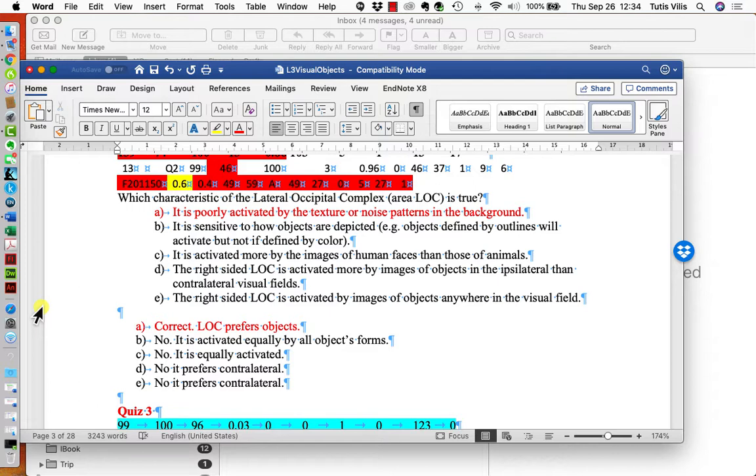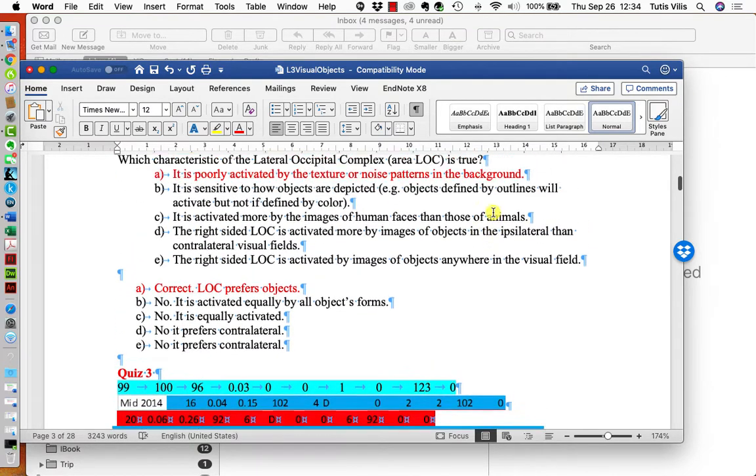Which characteristic of the LOC is true? They're poorly activated by texture or noise patterns in a background. Okay, so no. Most of them are activated by objects. These two structures are trying to find what is the object in a background. The background we'll see today. It's used for other things. It's used to tell you how you're moving.